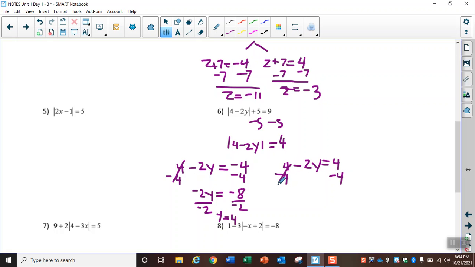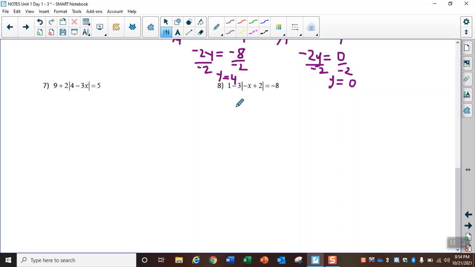And then here, this goes away, so I've got negative 2y equals, and then 4 minus 4 is 0. So I'll divide by negative 2, divide by negative 2. So y equals 0 divided by negative 2 is 0. So my 2 solutions would be 4 and 0.